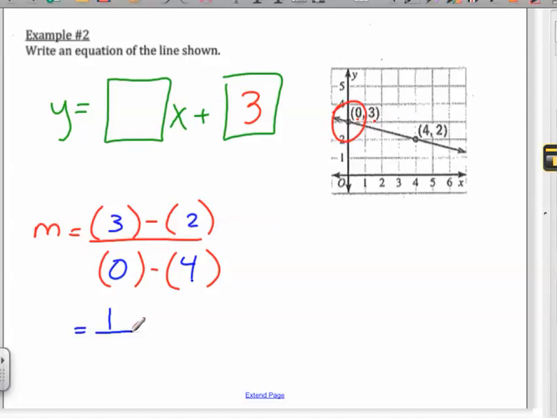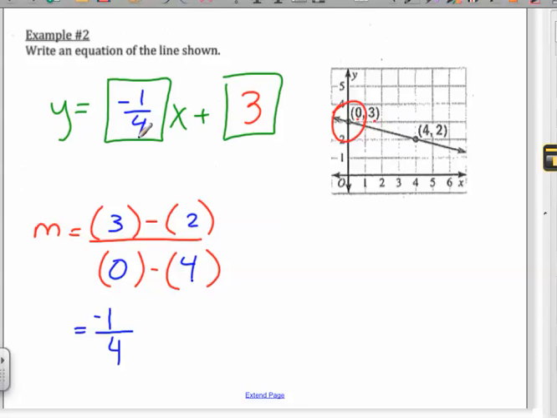So when I simplify that, what do I get on top? 1. And what do I get on the bottom? Negative 4, right? Okay. What do I do with a negative sign in a fraction? I always put it on the top, right? Because that helps with my graphing. So I'm going to take it away from the bottom and just put it on top. I can do that with a fraction, right? So the slope is negative 1/4. So I'm going to go ahead and put it in here. Excellent job, Ross. You led us right to the slope.